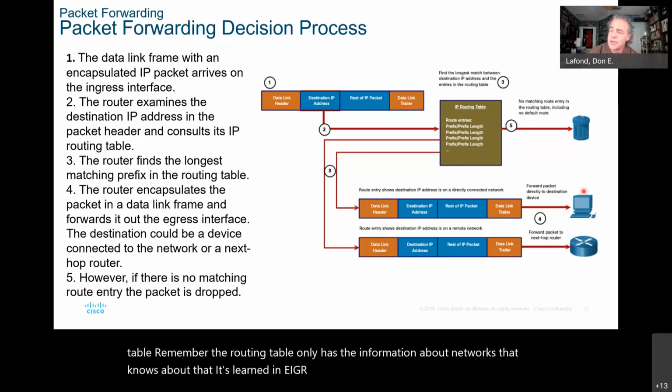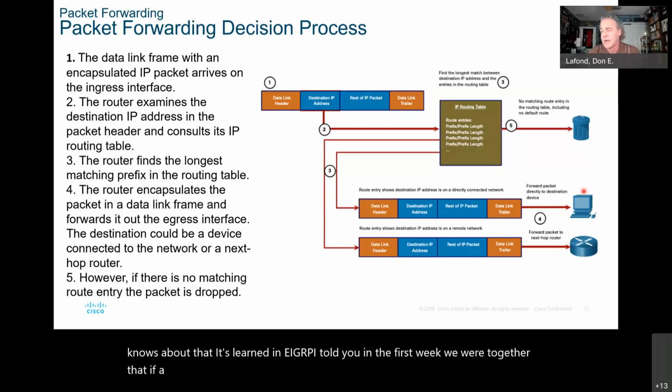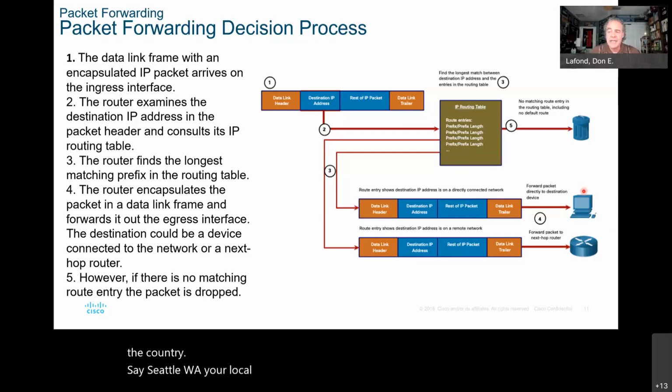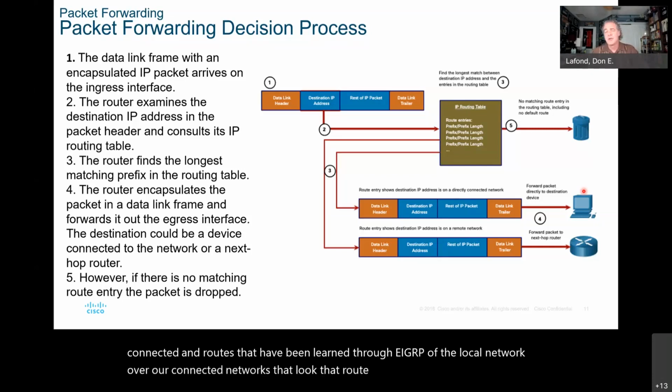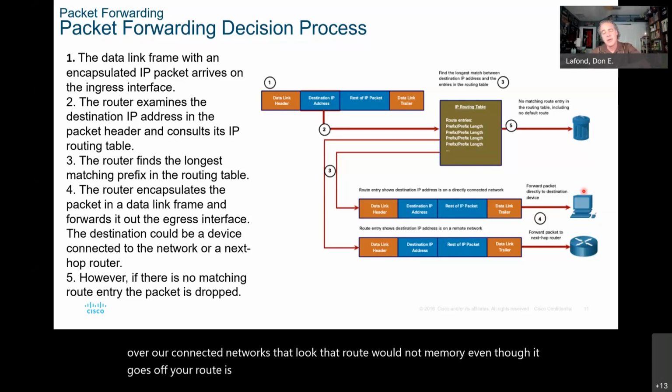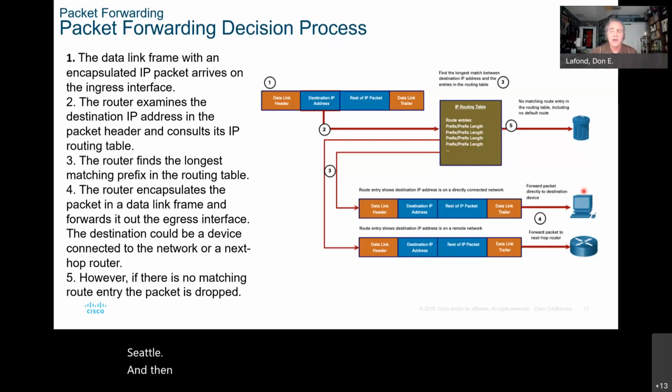I told you in the first week we were together that if a packet were sent from one side of the country, say Miami, Florida, to the other side, say Seattle, Washington, your local router in Miami would only know the directly connected routes and routes that have been learned through EIGRP of the local network. Your packet is able to go all the way from Miami to Seattle, and then return. That does not mean that router is going to learn all of the hops all the way out to Seattle.